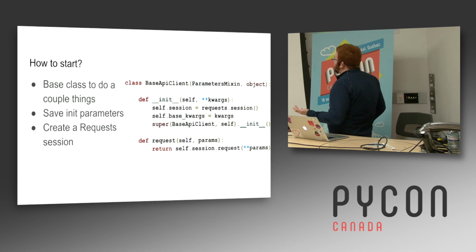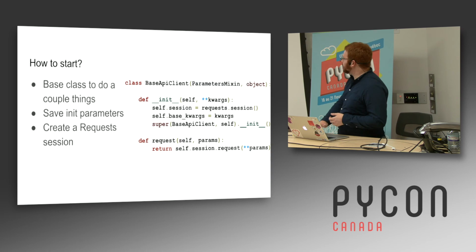So where do we start? We need a base class to do a couple things. We want to save parameters that the user initializes it with, and we want to create a request session that will actually make the calls out to make HTTP calls out over the internet. So we're going to do that. We initialize, we save the kwargs, we create a session, and we call the superclass to initialize itself because that's just good practice. So what else do we need?